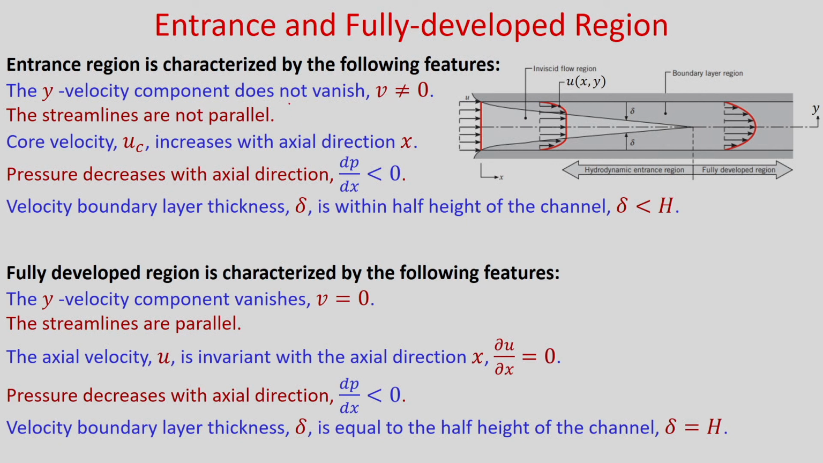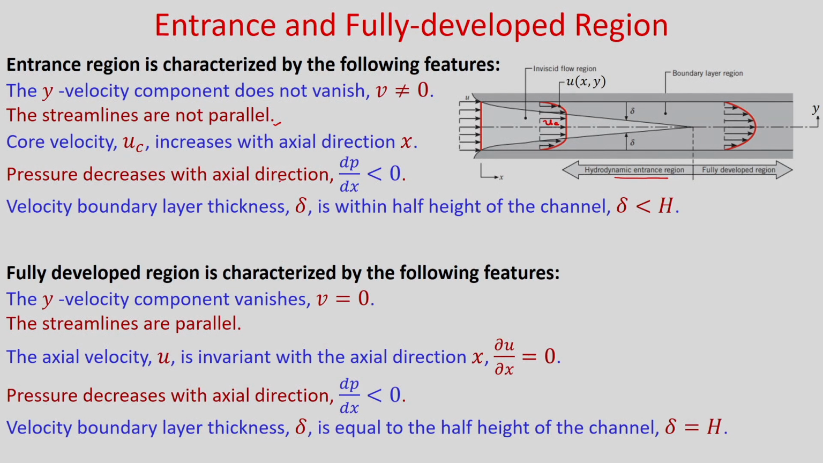The y velocity component does not vanish, that means v is not equal to 0 in the hydrodynamic entrance region. The streamlines are not parallel. Core velocity u c increases with axial direction x. So, this is the u c, okay. It increases to maintain the conservation of mass at every cross section.